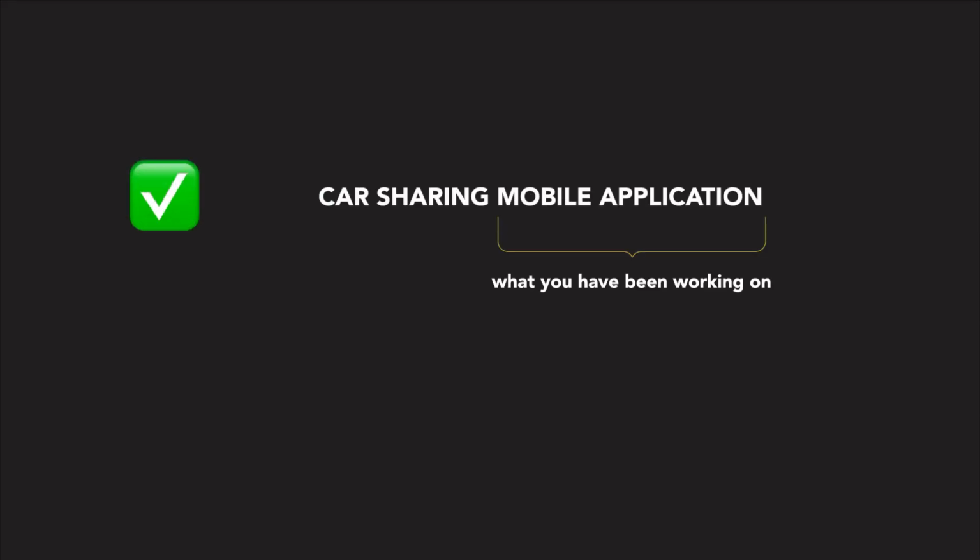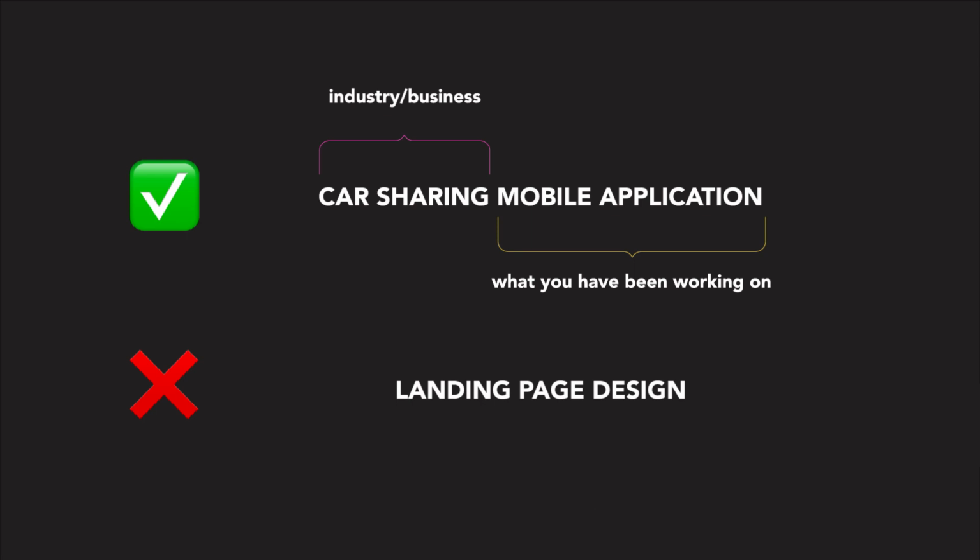So the first thing you need is a title that explains itself. You need to explain what exactly you've been working on, in this case mobile application design. And what was the industry or business? Clients will prefer someone with prior experience in their industry or similar. Do not use titles which are too general.